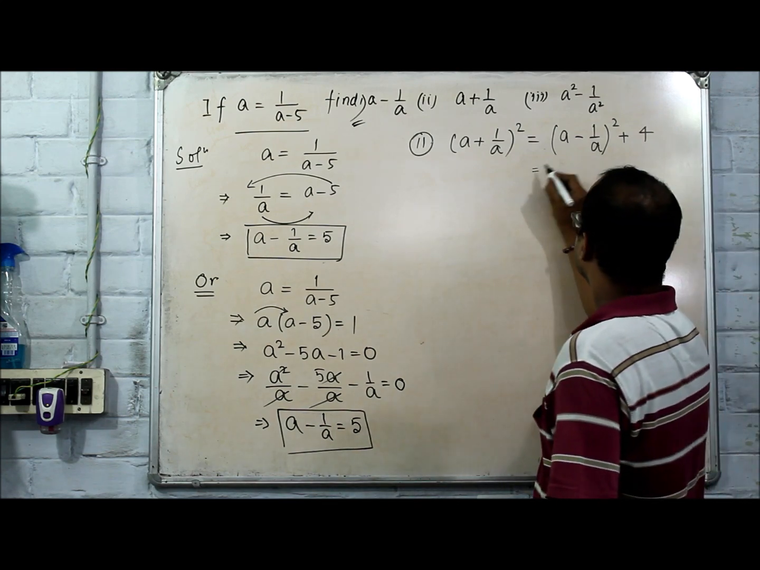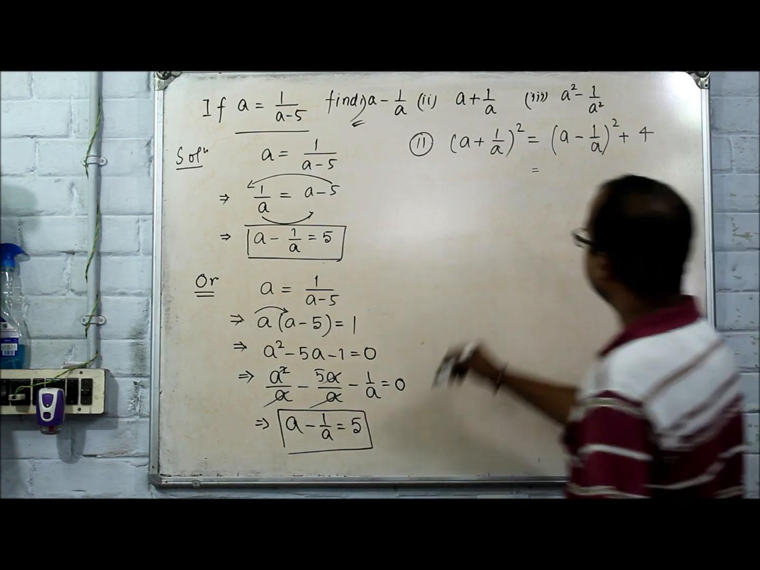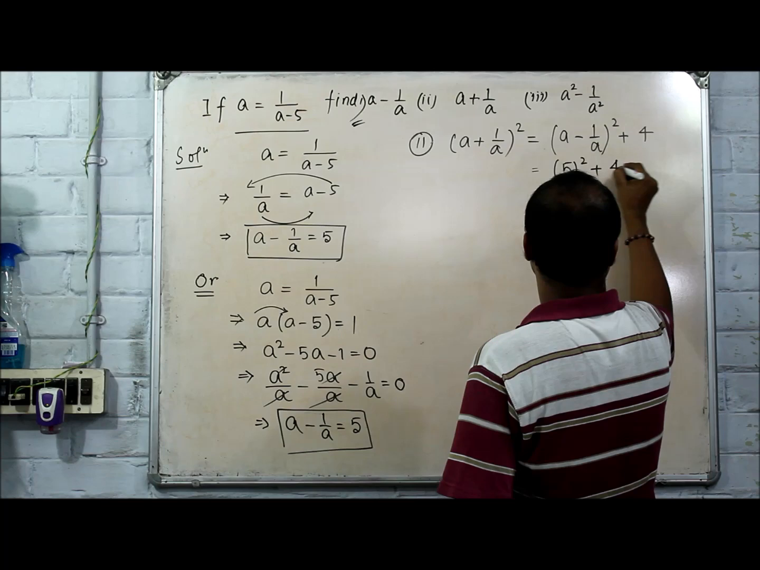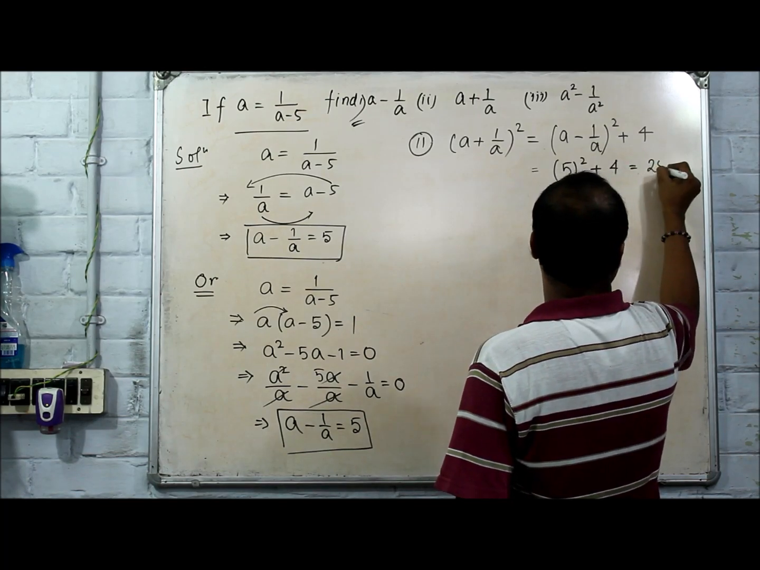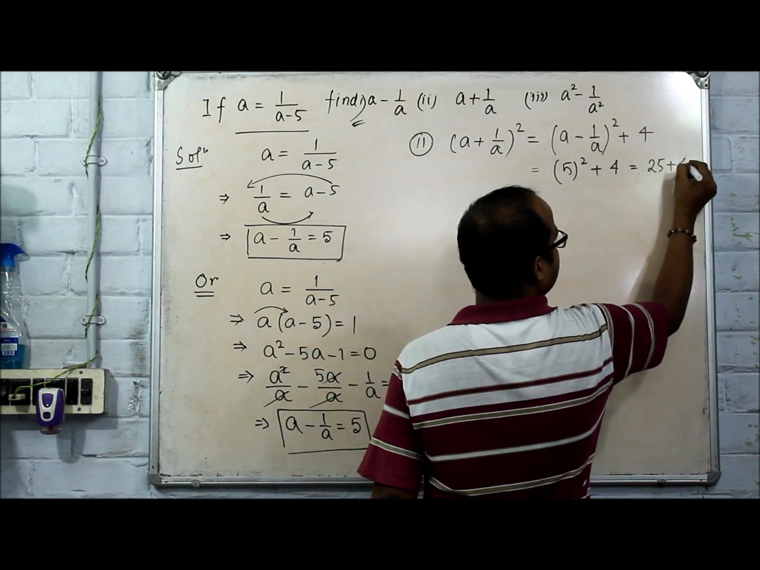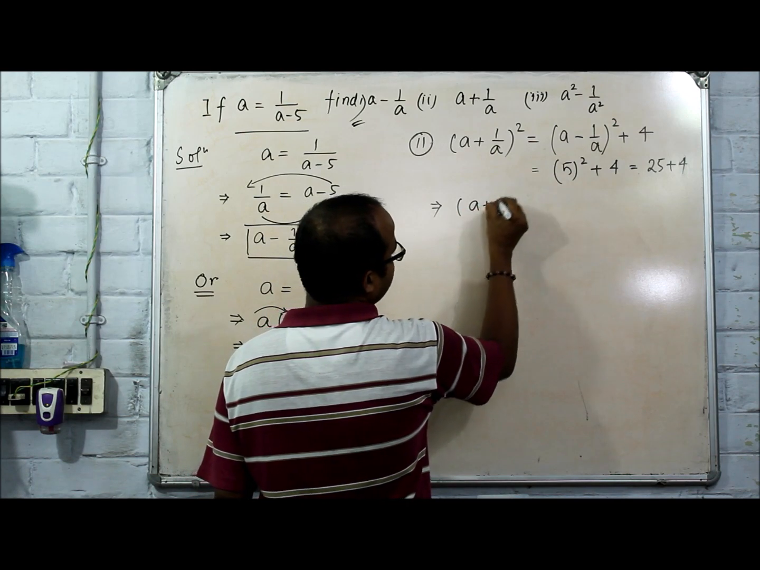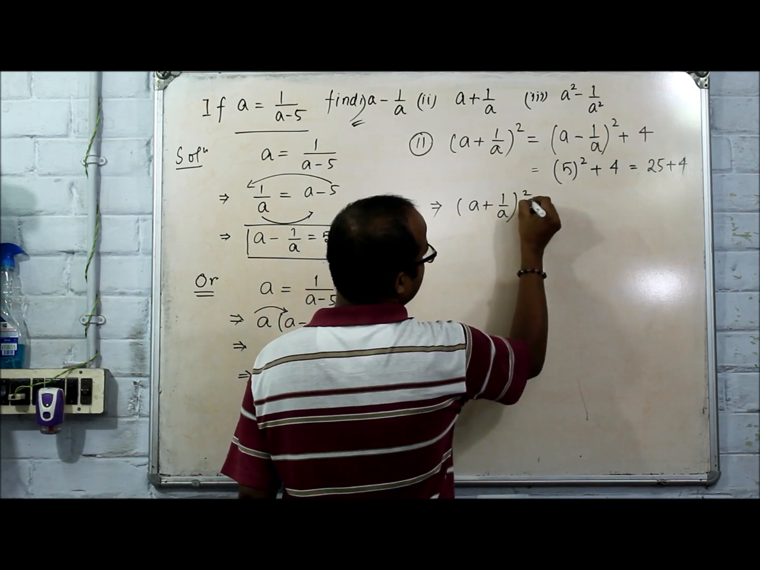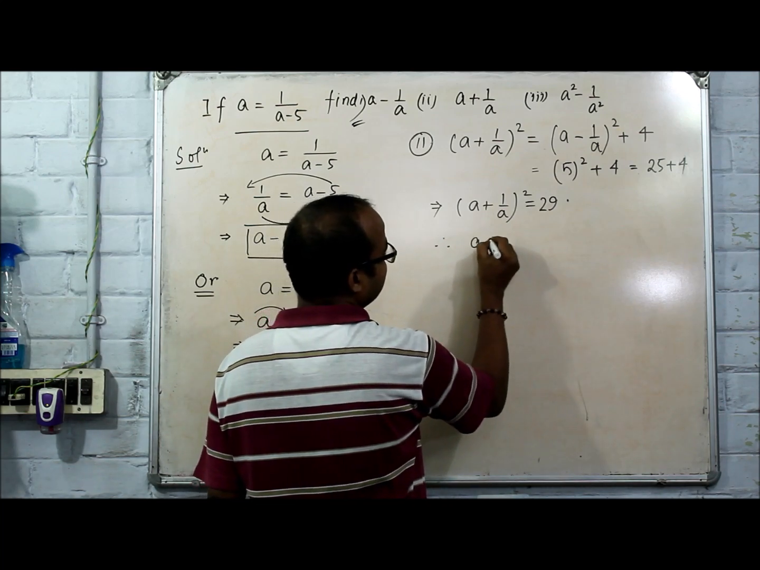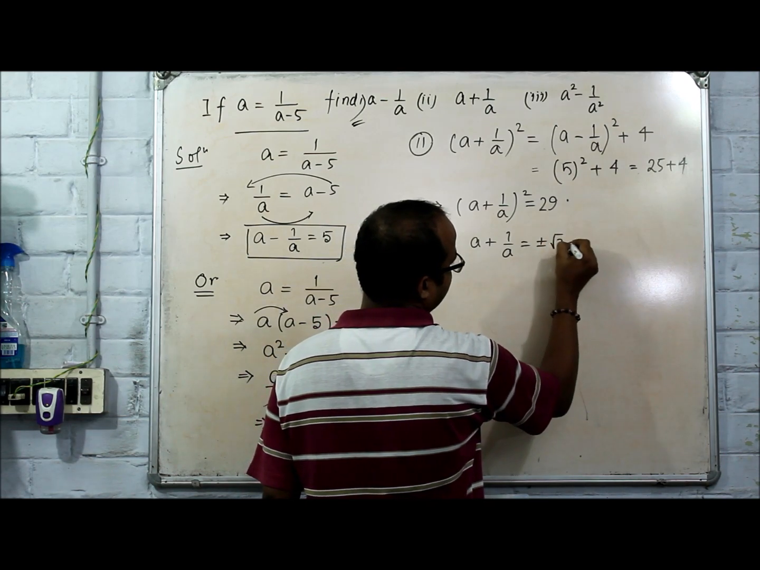Clear? Now a minus 1 by a is equal to 5. So 5 square plus 4. 5 square means 25, plus 4 is equal to 29. It implies a plus 1 by a whole square is equal to 29. Therefore, a plus 1 by a is equal to plus minus square root of 29.